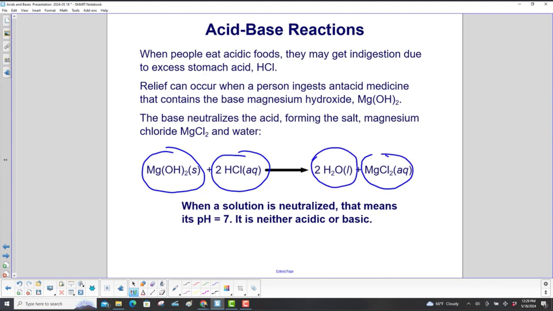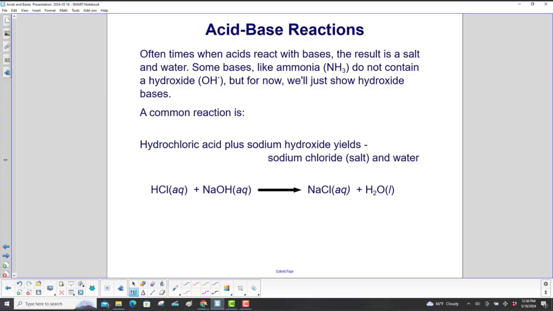When a solution is neutralized, that means its pH is 7. It is neither acidic nor basic. Oftentimes, when acids react with bases, the result is a salt and water. Some bases, like ammonia, NH3, do not contain a hydroxide, but for now we'll just show hydroxide bases. A common reaction is hydrochloric acid plus sodium hydroxide yields sodium chloride, which is your salt, and water.